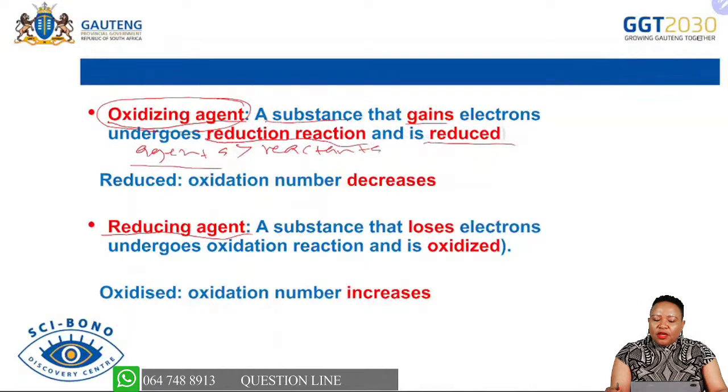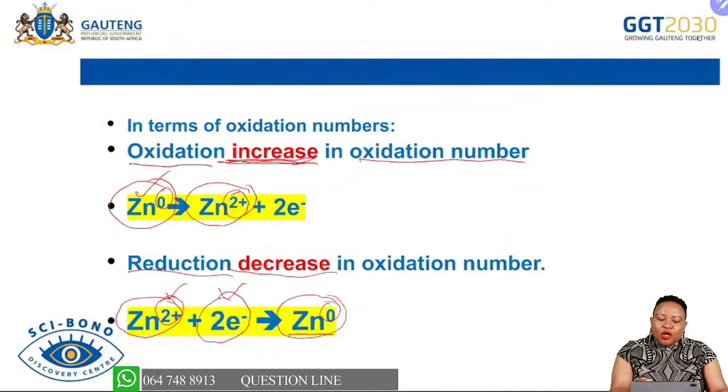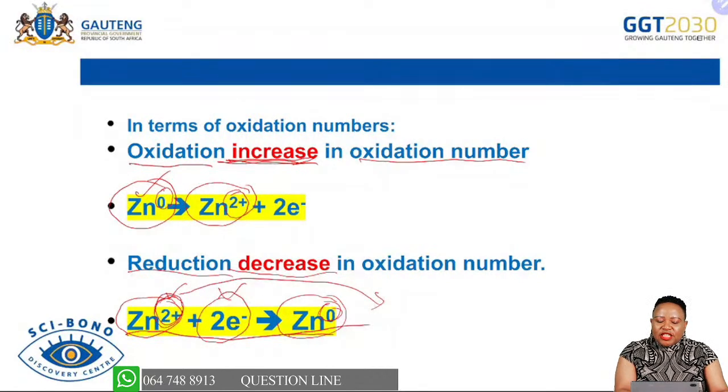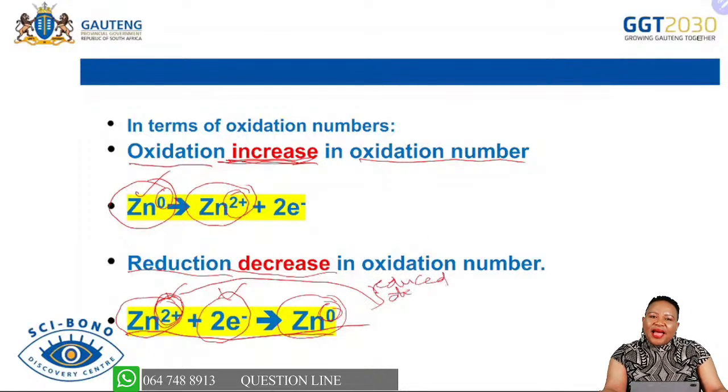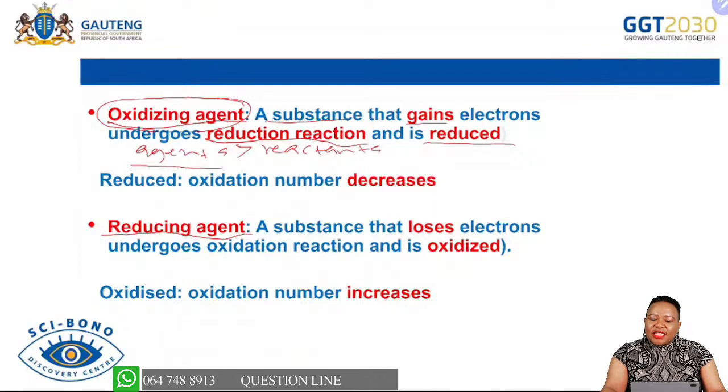Remember, if I can go back to the zinc 2+ gaining electrons, you can see that the oxidation number of zinc 2+ changed from 2 to 0, meaning that zinc 2+ is being reduced. Reduced means its oxidation number has decreased. Therefore, what makes the oxidation number of zinc 2+ decrease is zinc 2+ gaining electrons. Therefore, if we are saying an oxidizing agent is a substance that gains electrons, we will expect its oxidation number to decrease, meaning that that agent will be reduced.